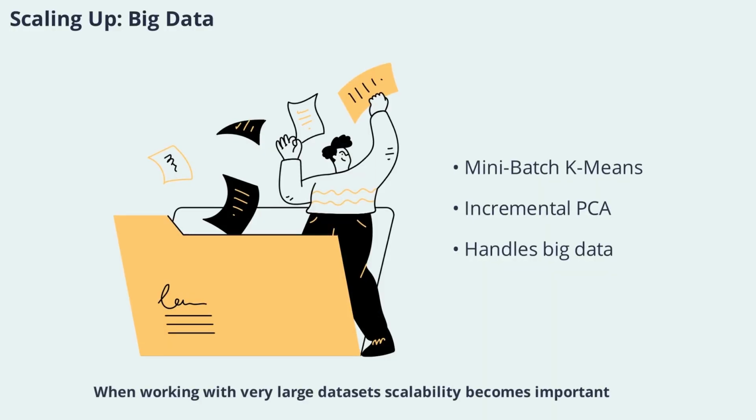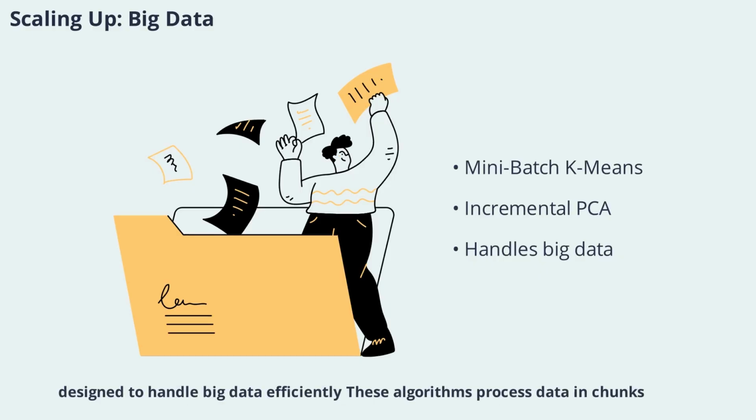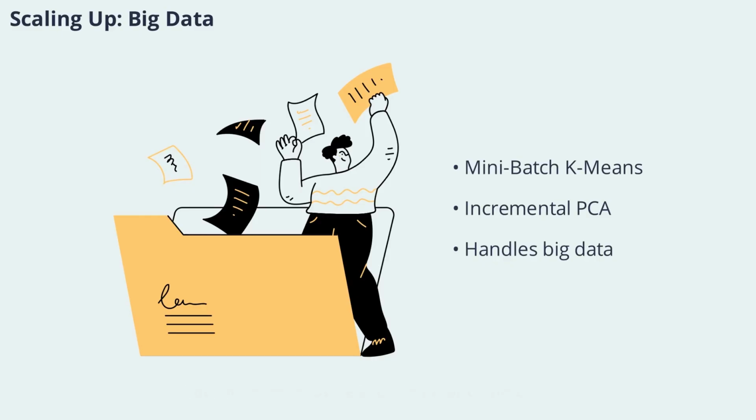When working with very large datasets, scalability becomes important. Mini-batch kmeans and incremental PCA are designed to handle big data efficiently. These algorithms process data in chunks, reducing memory usage and computation time. This makes it possible to apply clustering and dimensionality reduction to millions of data points.